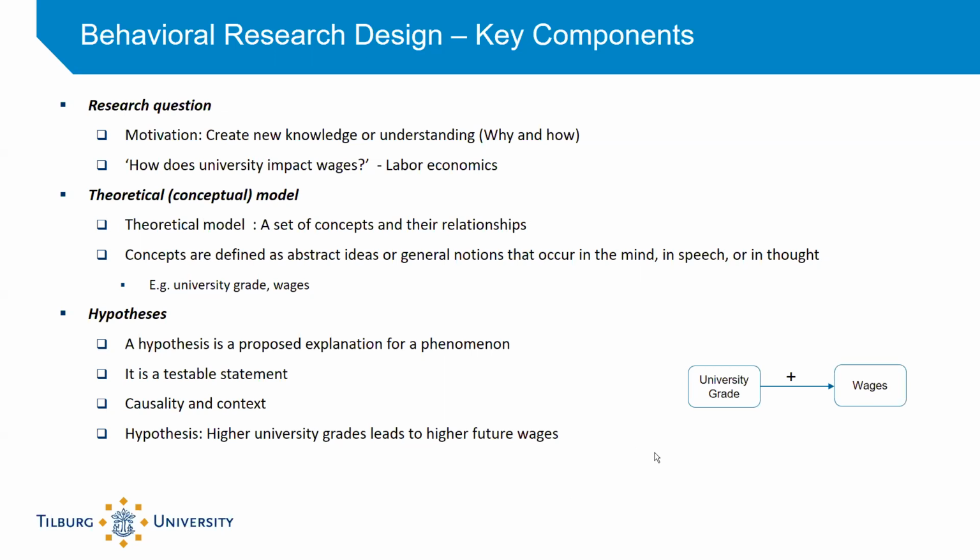So when you create the hypothesis, you have this nice theoretical or conceptual diagram. You have university grade, which is a concept on the left-hand side, which is the cause, and you have the effect, which is the wages. And there is a relationship as well. There's a positive relationship: an increase in university grades implies an increase in future wages.